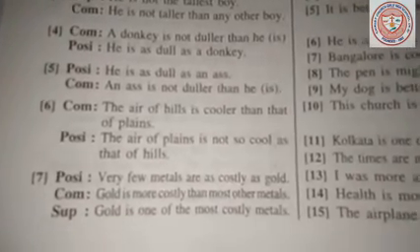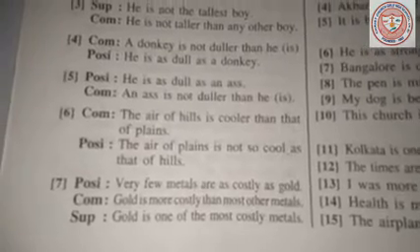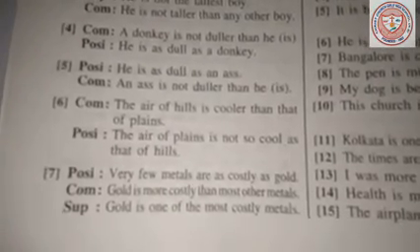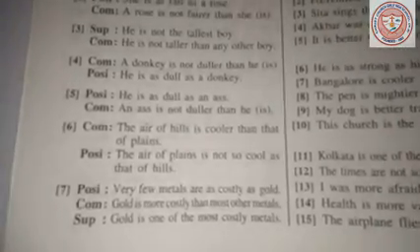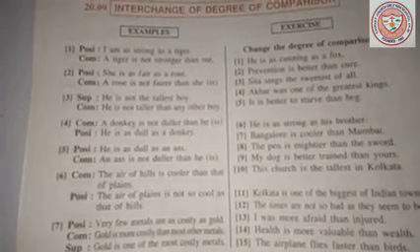That means gold and other metals all are being compared with each other. So gold is one of the most costly metals. So in this way we have to transform the sentences according to their degree of comparison. I hope you have understood well.